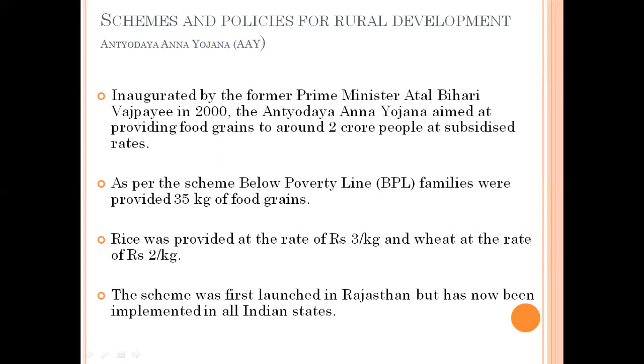The cost for rice is 3 rupees per kg, and for wheat is 2 rupees per kg. So once the families have been recognized as eligible, they get a ration card, the Antyodaya ration card, or what we say is the yellow card. By providing this kind of card, they can get the benefits under this scheme.